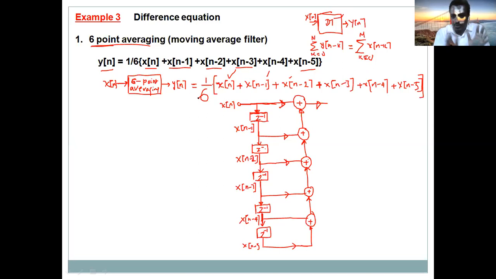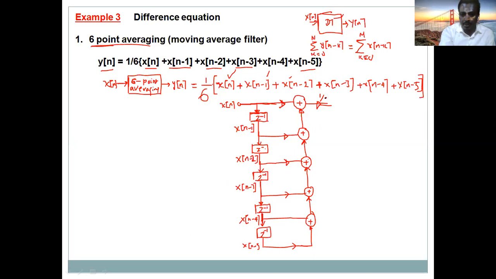This system is doing what? Look here. Input signal you apply. So how many delay elements do we use? 1, 2, 3, 4, 5 delay elements on this side. How many adders? 1, 2, 3, 4, 5 adders. So this system is constructed using 5 memory units and 5 adders. And after adding all, the whole is multiplied by what? 1 over 6, because we need the average.